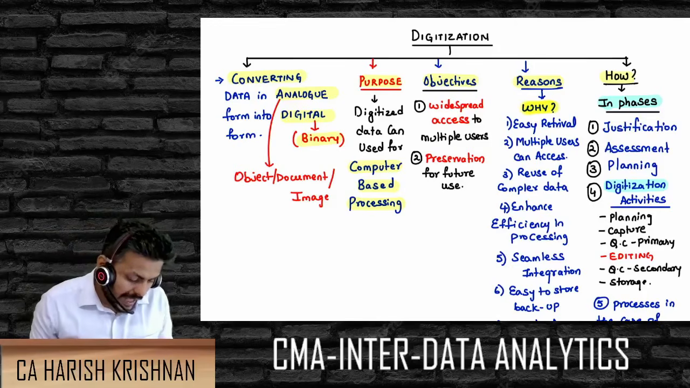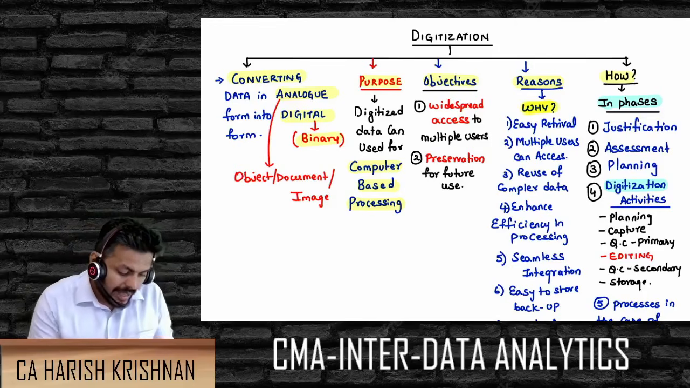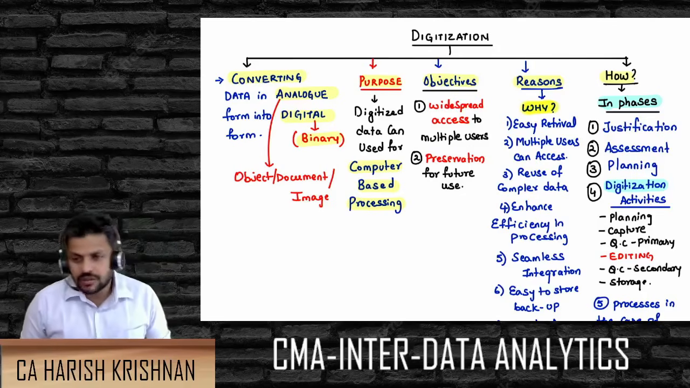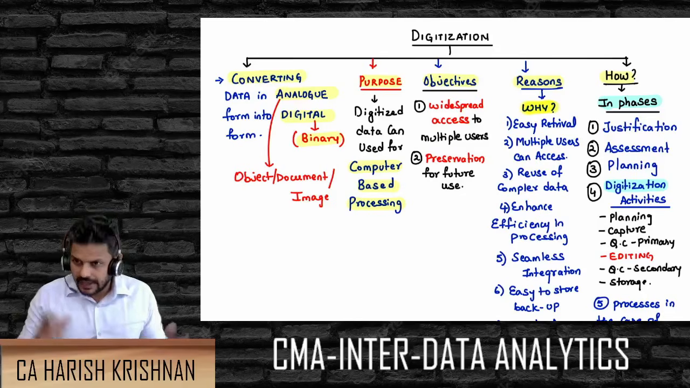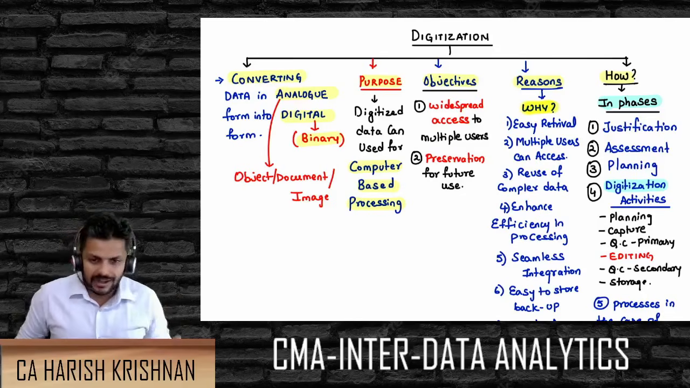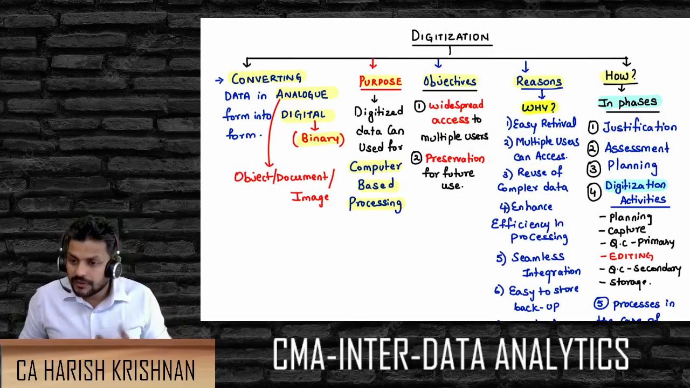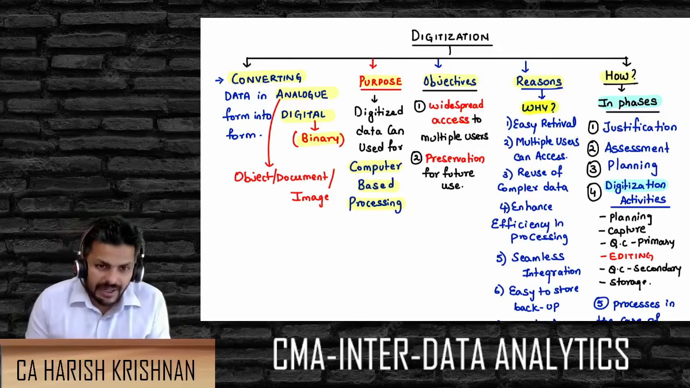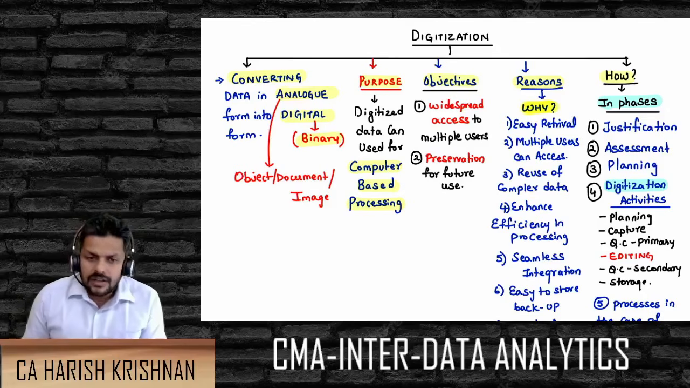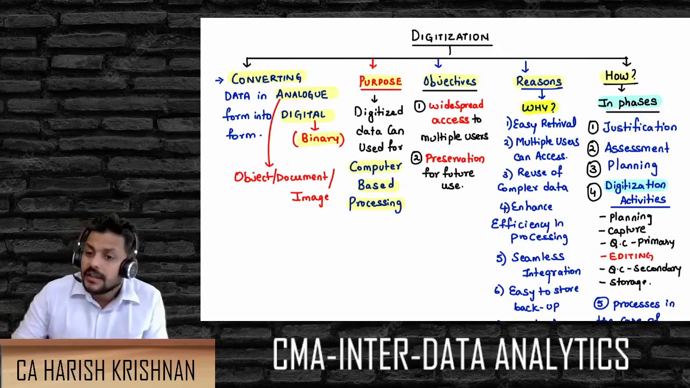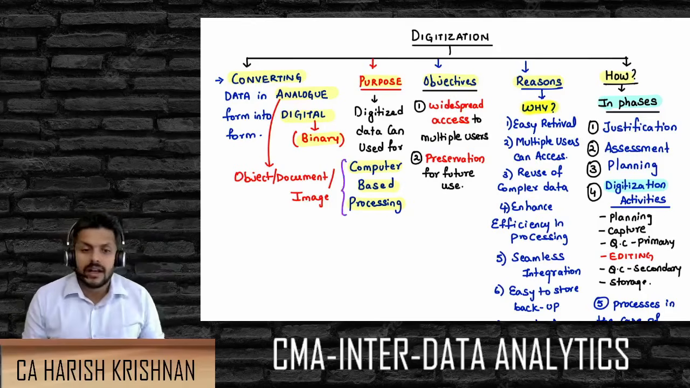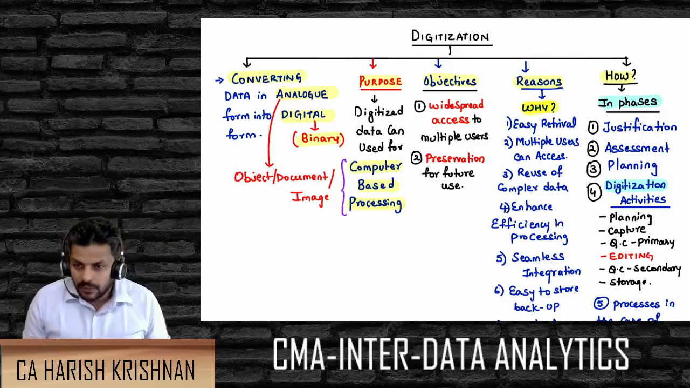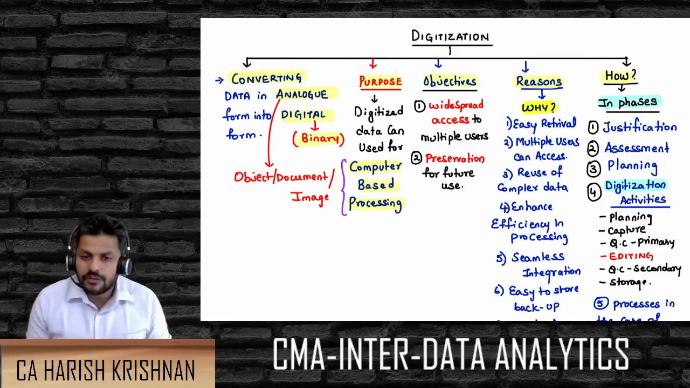Converting data in analog form into digital form, right? Analog means it is either in the form of a document, image, or an object. The old-school version of keeping data in physical form is called analog, but today we are storing it in the form of zeros and ones, which is binary or digital data. Now the best part about digital data is that it is used for computer-based processing. Digitized data's main purpose is that it can be used for computer-based processing.